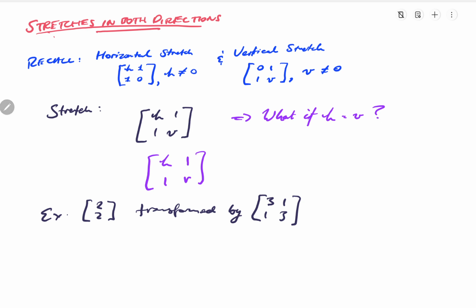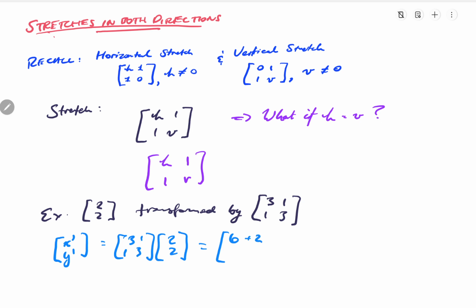All right, so you should be able to try this on your own. You're welcome to do it right now. If we look for our output, x prime, y prime, it's going to be equal to the matrix times our input vector. We would get our first times first is 6, plus our second times second is 2 as our first row. And then our second row, first times first is 1 times 2 is 2, plus 3 times 2 is 6. So this would give us 8 and 8.